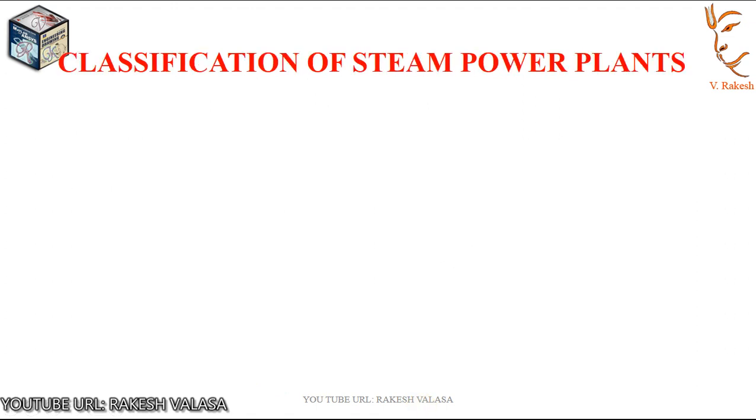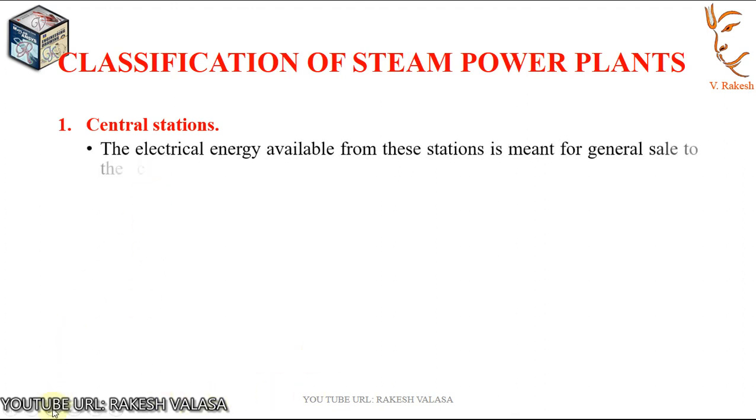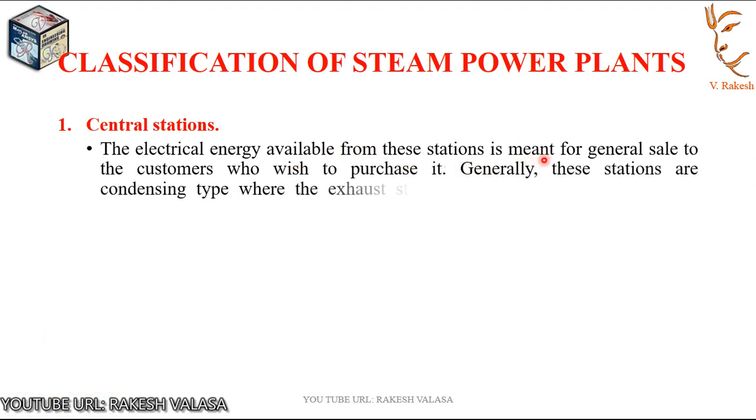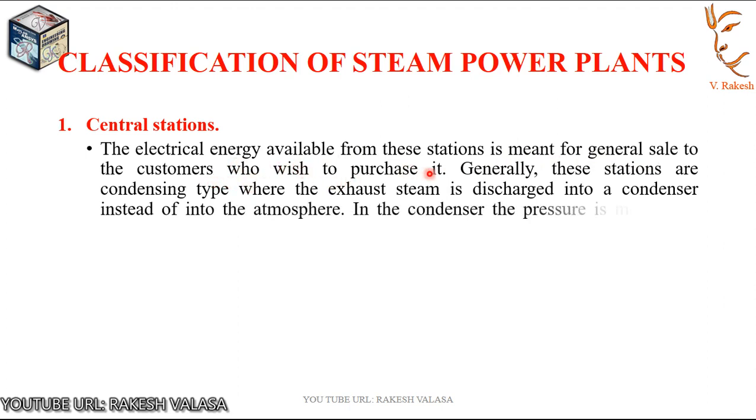Next, see the classification of steam power plants. Basically, steam power plants are classified into two types. One is central stations, and the second one is industrial purpose or captive purpose. Let us see the central stations. The electrical energy available from these stations is meant for general sale to the customers who wish to purchase it.